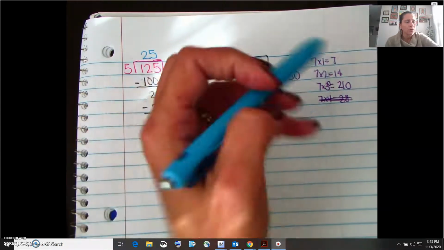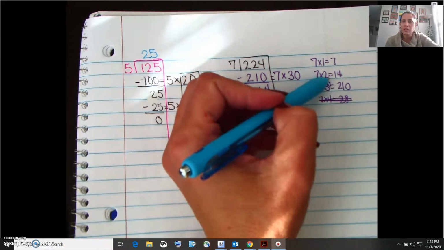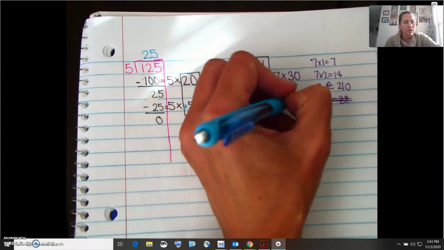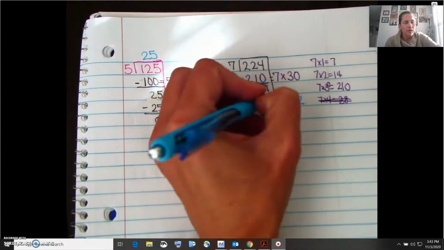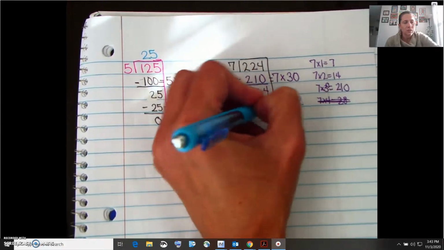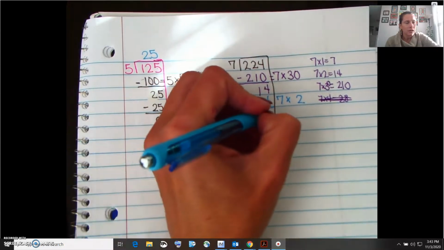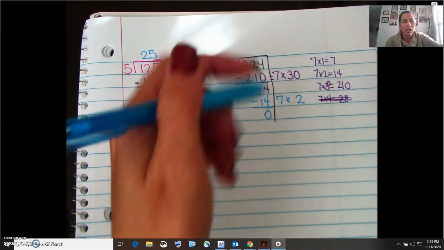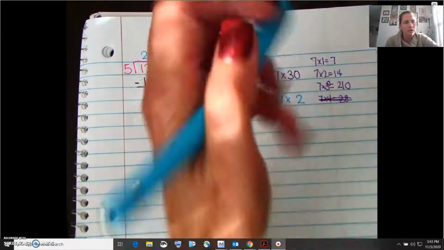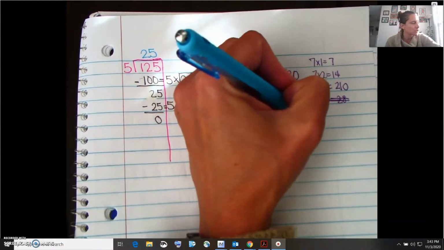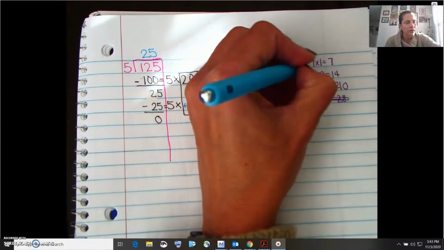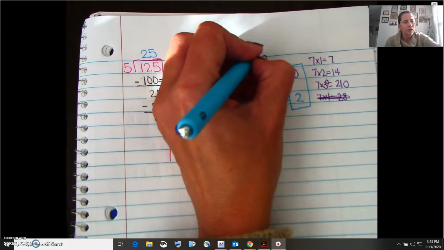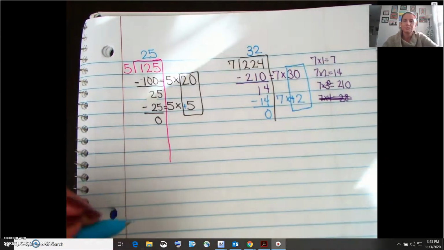So now we see, oh, over here, I know that 7 times 2 is 14. So I can put 7 times 2. And that's 14. And we subtract. And it's 0. So we've just done repeated subtraction, but we did it in groups. And these are the 2 groups that we have. And then our answer is 32 because we add these.